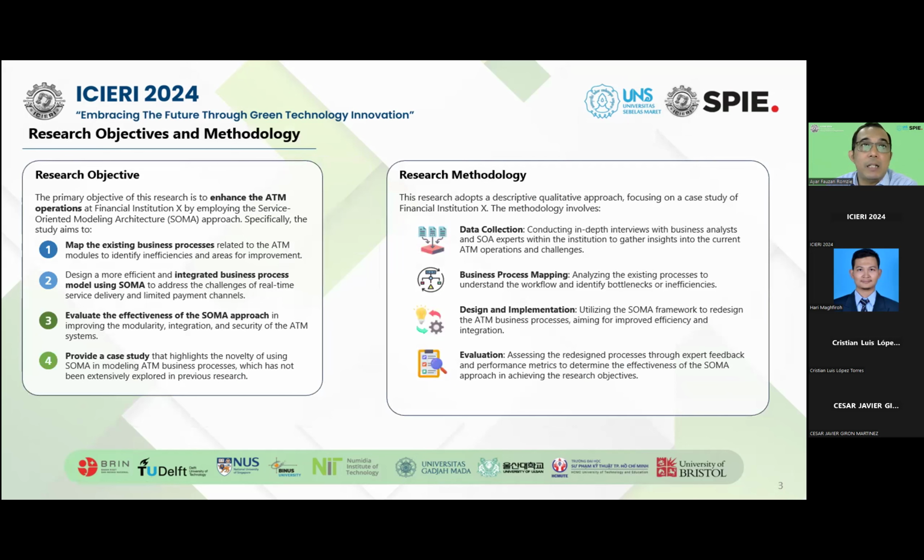Moving on to the next slide, we are discussing the objective and methodology. The primary objective is to enhance ATM operation at Financial Institution X using SOMA. This involves mapping existing business processes to identify inefficiencies, designing a more efficient business model, and evaluating the effectiveness of SOMA. The research employs a descriptive, qualitative approach through a case study involving data collection, business process mapping, design and implementation, and evaluation.